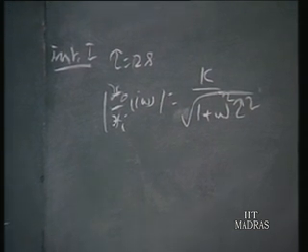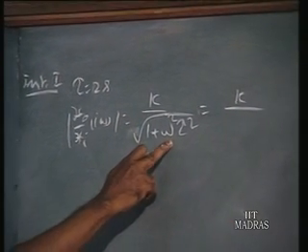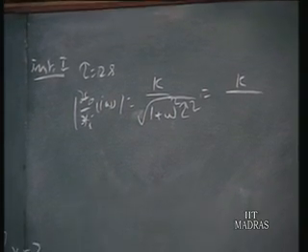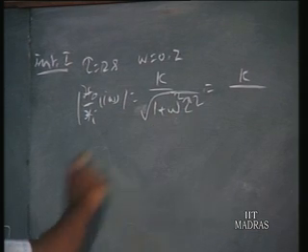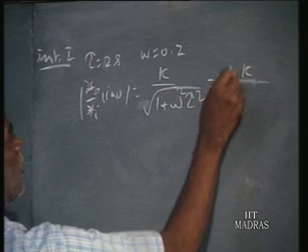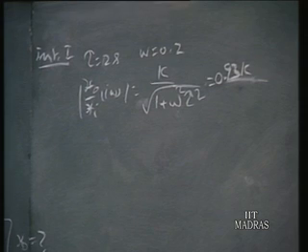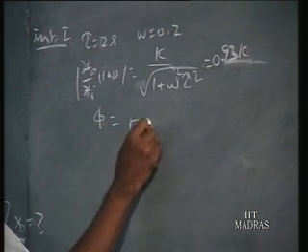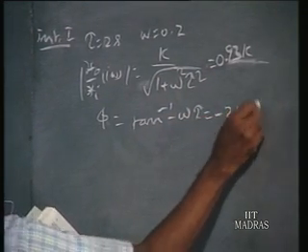Then we calculate AO by AI, that is xo. This is equal to K by root of 1 plus omega squared tau squared. With omega equal to 0.2 and tau equal to 2 seconds, we will have the ratio 0.93, or this is equal to 0.93 K, and phi is equal to tan inverse of minus omega tau, that is equal to minus 21.8 degrees.